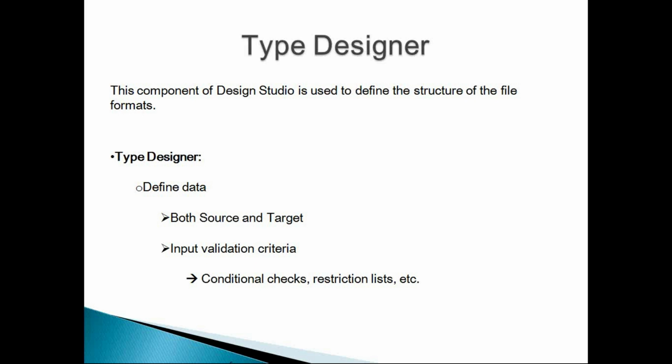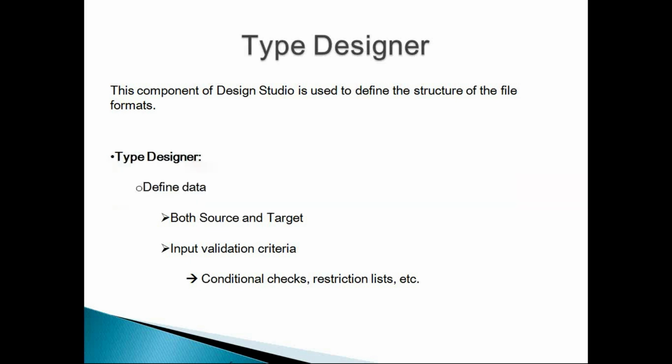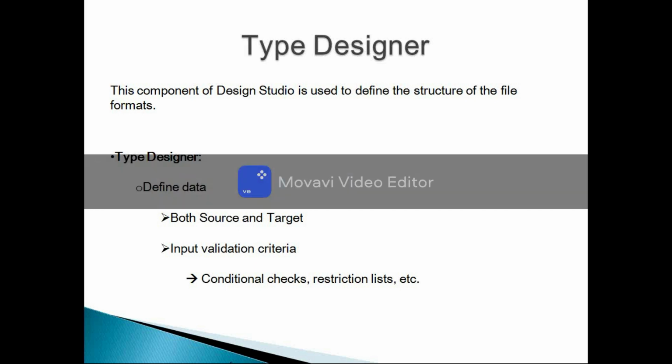Suppose it is a number, we can say that this number should come between 1 to 9 or 1000 to 10,000. Some restrictions we can define while creating the type tree, and we can write some component rules saying that if this field is there, the next field should occur. We can do extra validation checks, restriction lists, and all in the type tree. Apart from the basic message structure, we can add restrictions, conditional checks, etc.